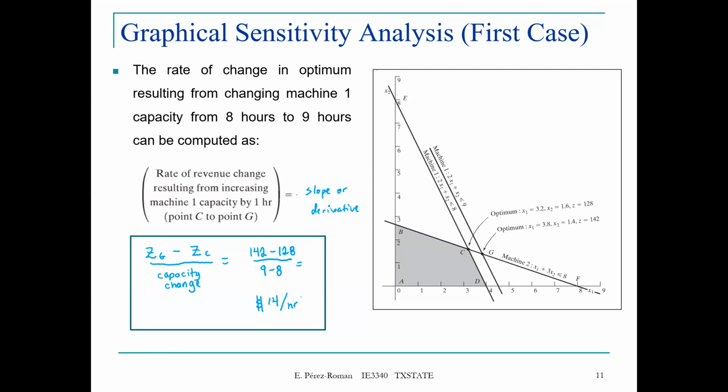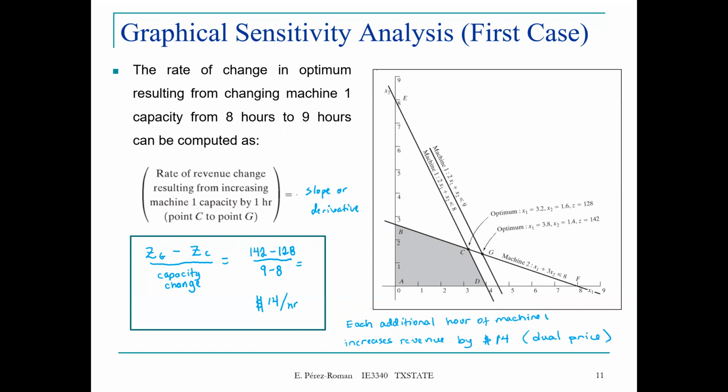So what this is stating is that each additional hour of machine 1, or increasing machine 1 time, increases revenue by $14. That is what we call our dual price. That is the price, or the additional revenue that you will obtain if you increase an extra hour of that particular resource.